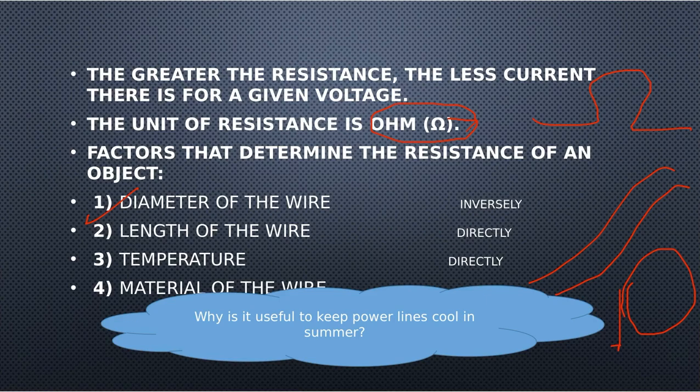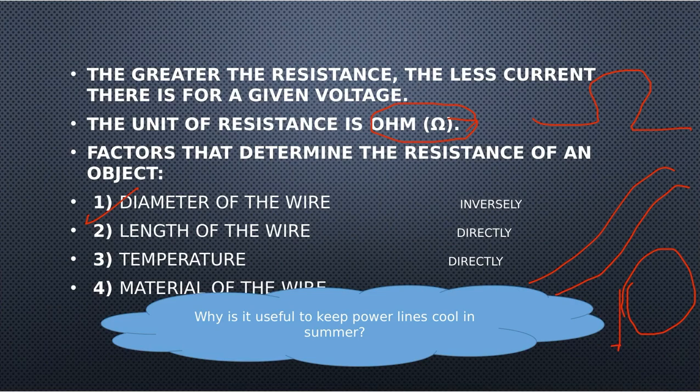Okay, number 4 is the material of the wire. As we have discussed before, we have 2 types of materials, conductors and insulators. Conductors have less resistance for sure. They can allow the charges to move more freely, while the insulators have more resistance. They don't allow the charges to move freely. So here these are the factors that can affect the resistance of flow of current.